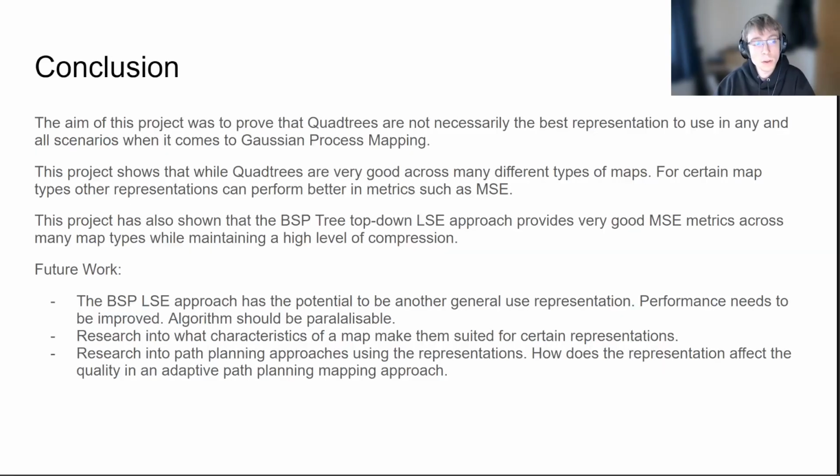So in conclusion, the purpose of this project was to prove that quad trees are not necessarily the best representation to use for all distributions for Gaussian process mapping. We've shown that depending on the map type and the distribution, different representations can actually perform the best, and more work needs to be done in this area to evaluate different representations depending on the distribution.